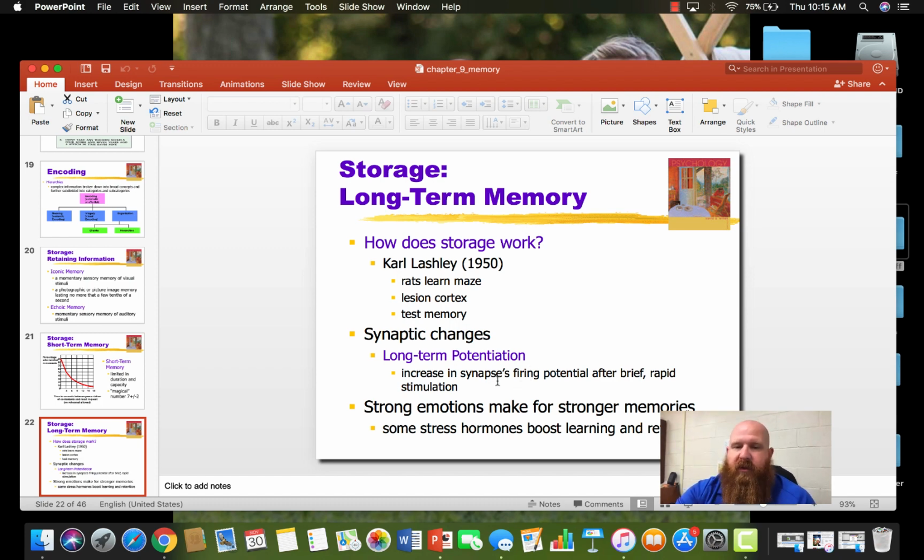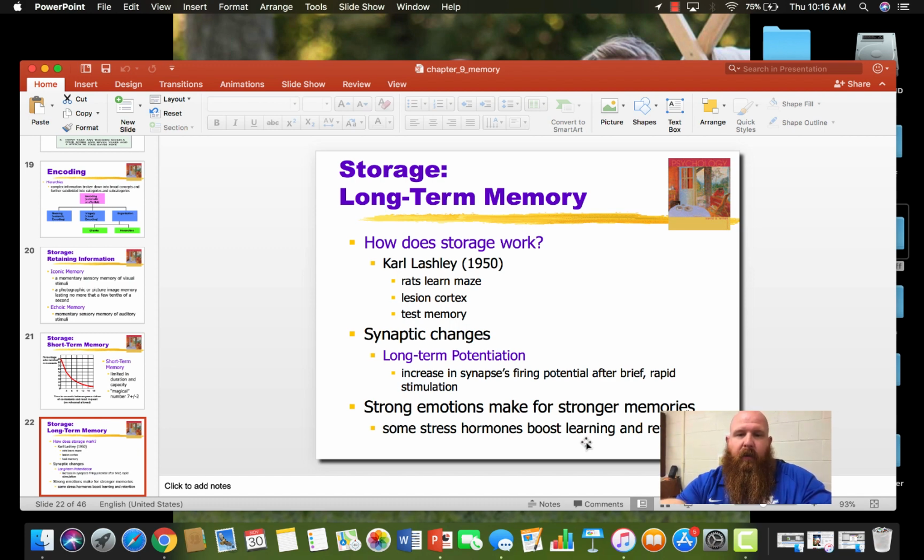So we talked about long-term memory. We talked about the term long-term potentiation. This is an increase in the synapse's firing potential after brief rapid stimulation. So the firing potential goes up after rapid stimulation. We did spend a lot of time talking about how when we have a strong emotion while we're experiencing something and that gets put into memory, those generally make for stronger memories. So the stronger the emotion, the stronger the memories. And how some experiments have shown that certain stress hormones will actually boost learning and retention. So we did talk about that.